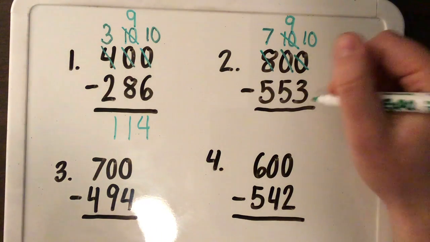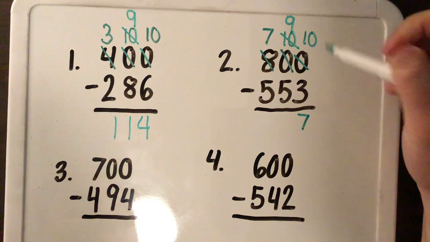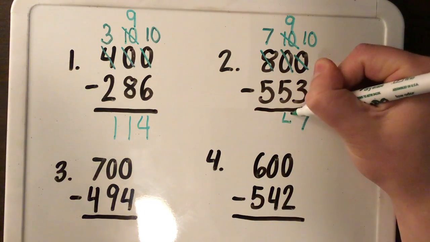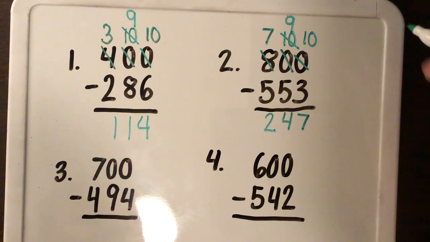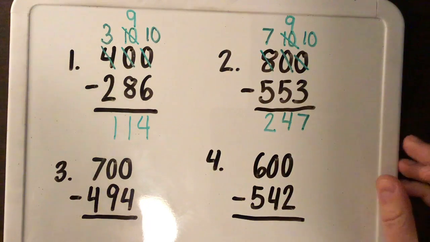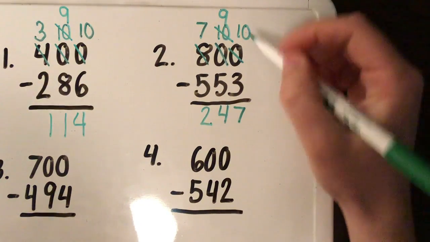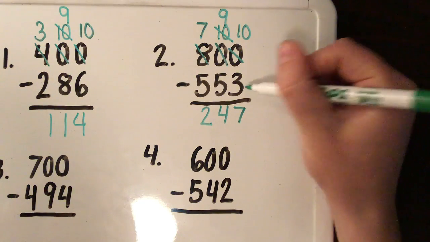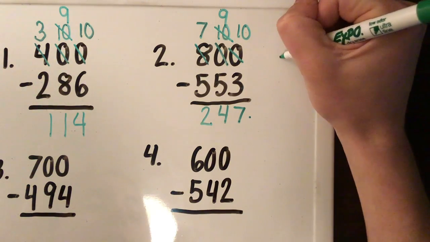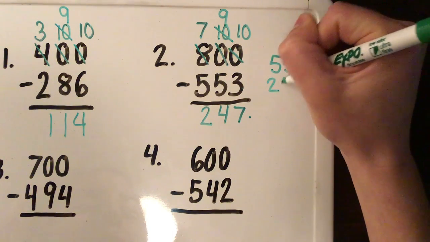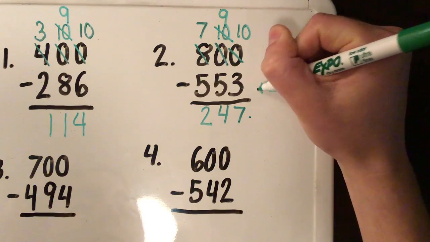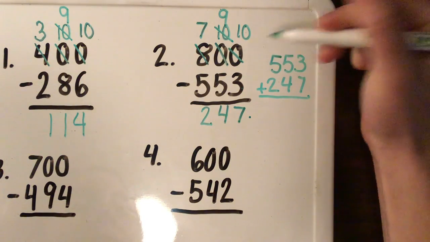10 take away 3 is 7. 9 take away 5 is 4. And 7 take away 5 is 2. My answer is 247. Now, one way to check this, if I'm not 100% sure I did this correctly, I can always take my 2 smaller numbers here, 553 and 247, and check my work on the side by adding them together. And if I did this correctly, I should get my top number 800.